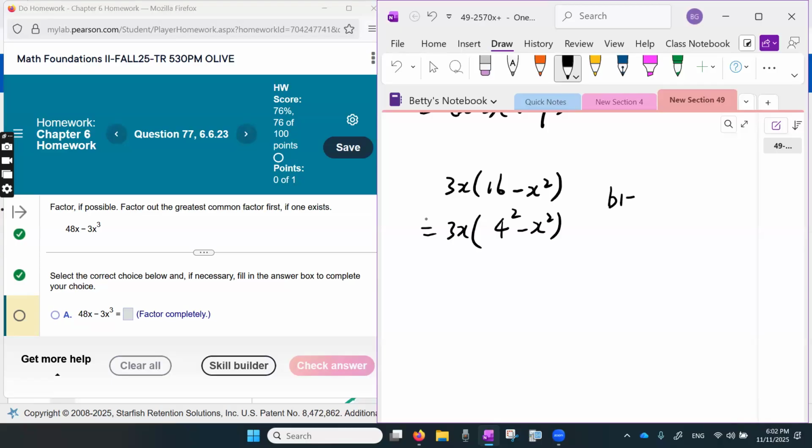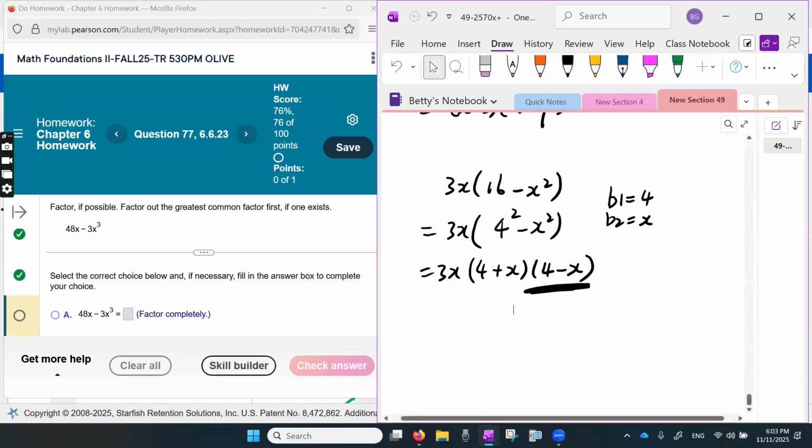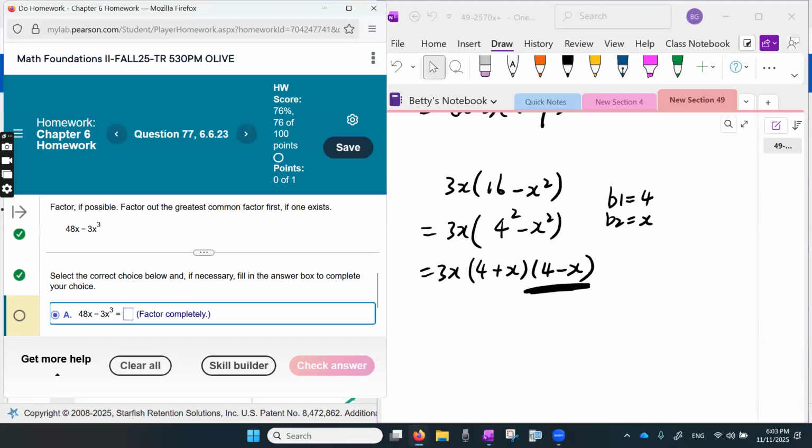Very important. When I teach this part, I emphasize, do not skip this step. What step? Write down B1, B2. Write down base 1, base 2. Base 1 is 4. Base 2 is x. When you apply the formula, you're going to have base 1 plus base 2 times base 1 minus base 2. Do not just randomly change that to x minus 4 because it sounds more comfortable. The first base is a number. Second base is x. We cannot switch the order. We have to keep the order.